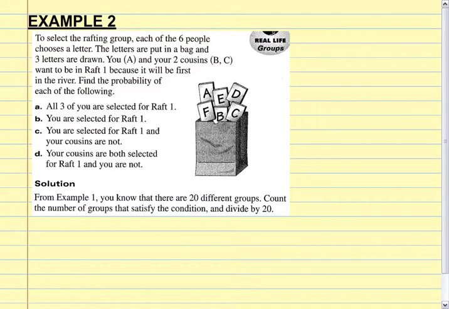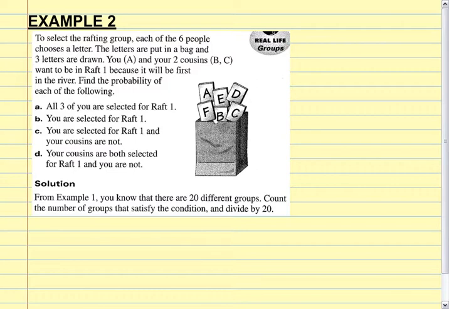You are A. And your two cousins are B and C. Okay? You and your 2 cousins want to be in raft 1 because it will be first in the river. Find the probability of each of the following.